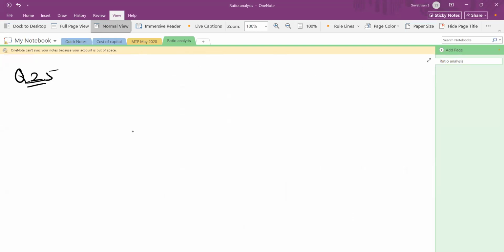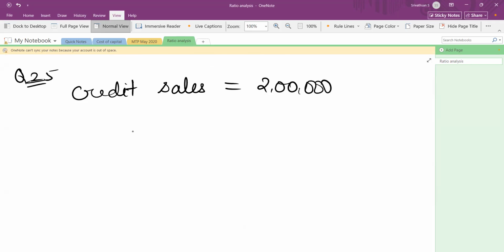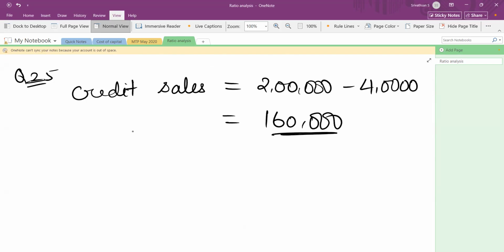Question 25. Credit sales: 2 lakh is your total sales, out of which 40,000 is cash sales. So the remaining 1,60,000 is credit. Clear? Till this point, clear? Now we have to calculate average receivables.